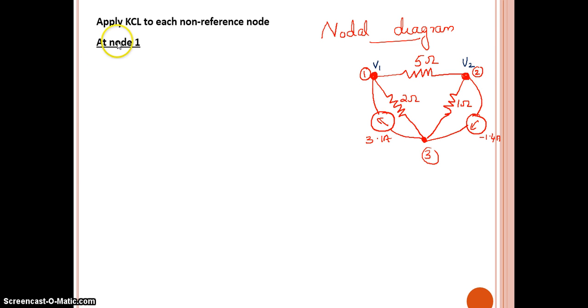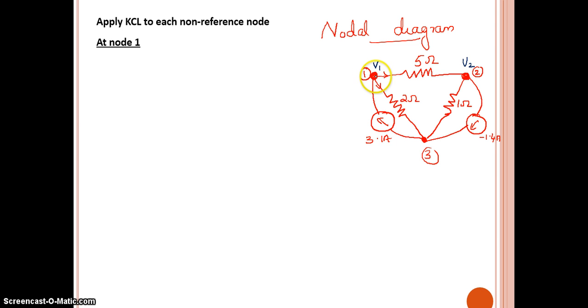So first, at node number 1, when you are applying the KCL, assume that all the currents are leaving the node through the resistors. So here the current is leaving, here the current is leaving. Here the current is entering as per the given direction. For the current source, we have to consider the given direction.